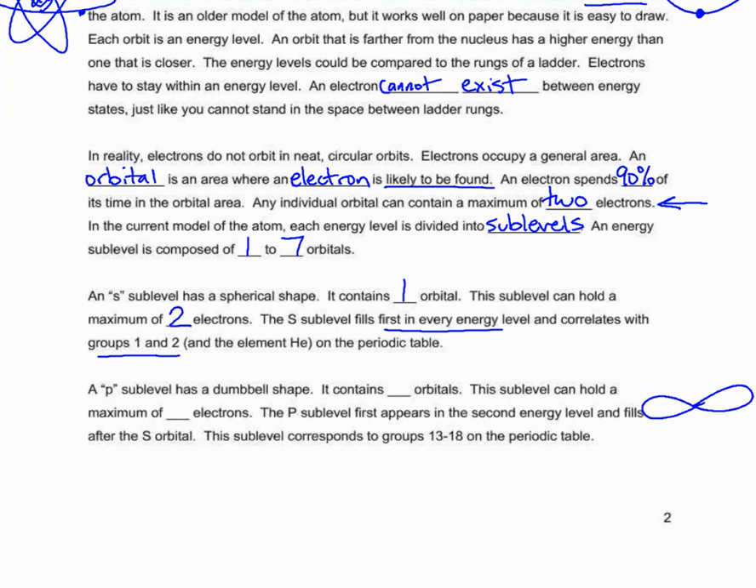The p sublevel has 3 orbitals. Looking back at this rule up here, an individual orbital can contain up to 2 electrons. This means that the p sublevel can hold up to 6 electrons. The p sublevel first appears in the second energy level, and it fills after the s. Remember, the s fills first in every energy level. The p fills after the s. On the periodic table, this group typically corresponds with groups 13 through 18.